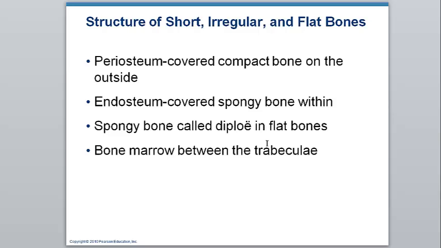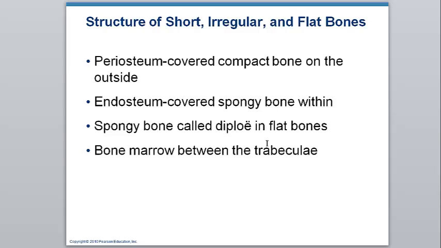Structure of short, irregular, and flat bones. The long bones we talked about have pretty much the same structure. Sometimes it has two ends, distal and proximal epiphysis. Sometimes it doesn't. But these short, irregular, and flat bones do not have a diaphysis in them because they're not long, right? So they're going to have periosteum just like a long bone.